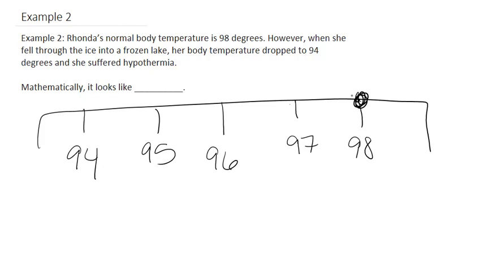she suffered hypothermia. If we look at this on a number line, we can see that there are 4 units taken to go to 94 degrees. Mathematically, it looks like minus 4.